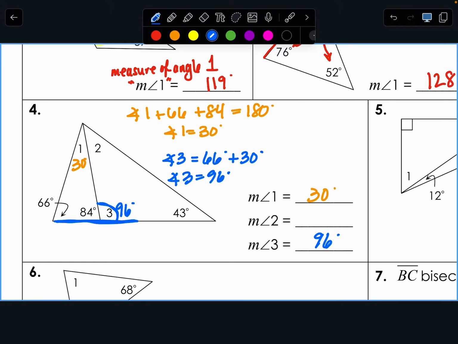So now I've got 96 degrees. I can find angle 2 two different ways. I can either say that 84 equals angle 2 plus 43, or I can say these two minus 180 has to be that. It doesn't matter which way we go. So I'm going to say 84 degrees equals angle 2 plus 43. So 41 degrees equals angle 2.